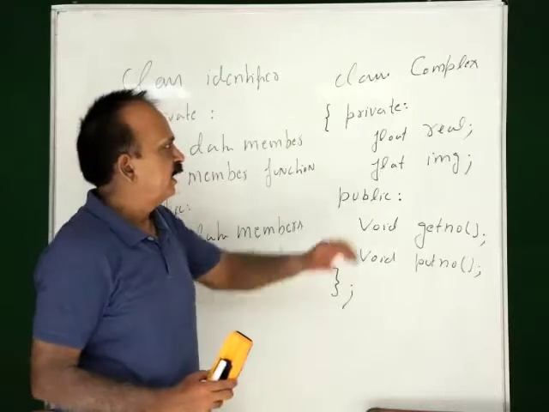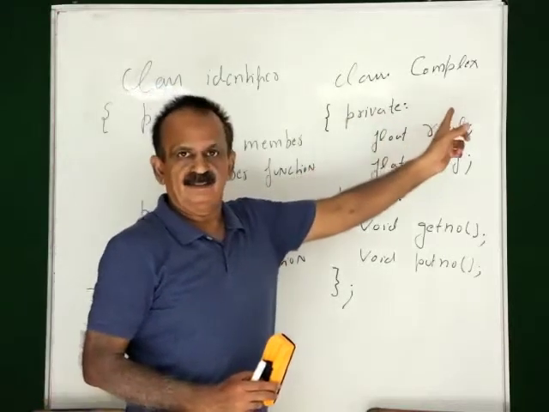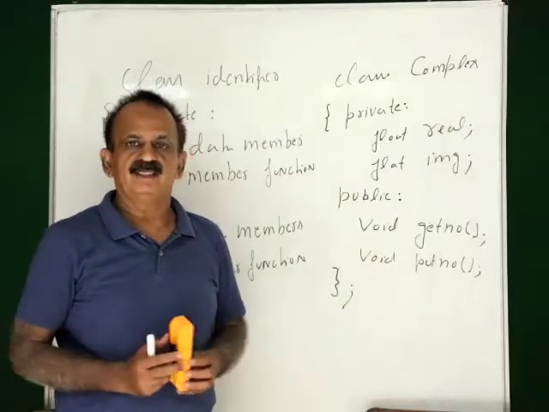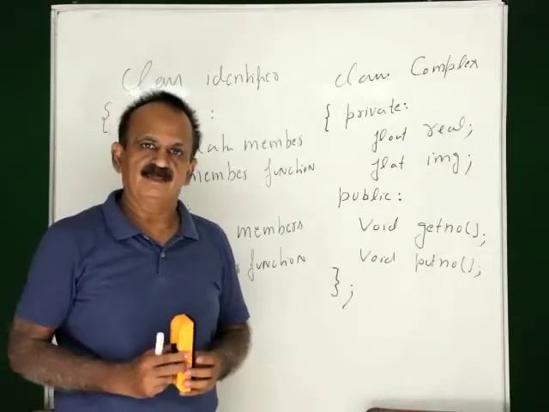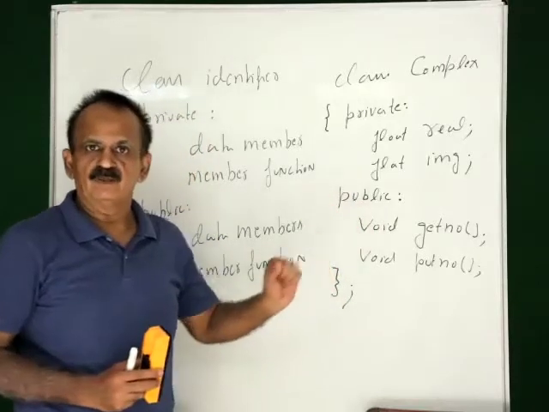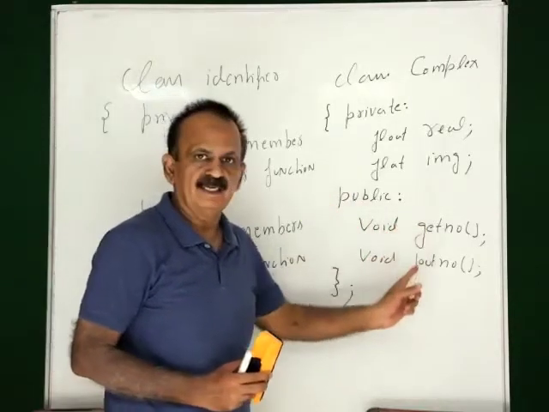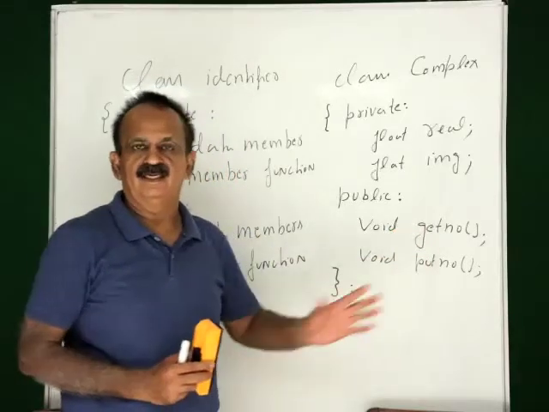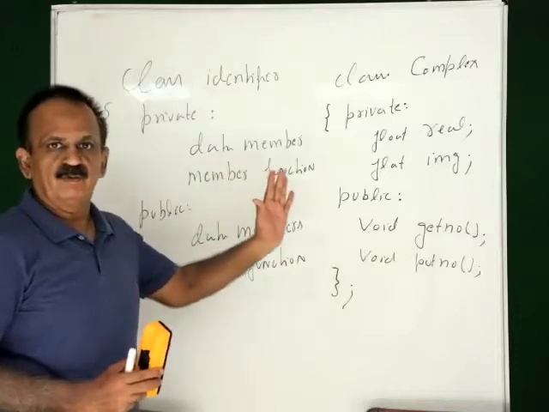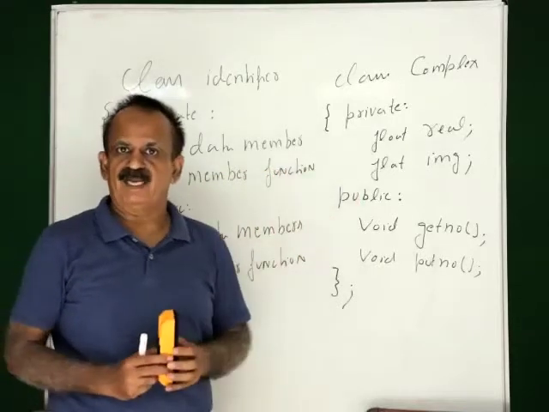As I said, if I remove this word private, say I am not declaring these as private, by default these two members are going to be private members. The word public we must mention to indicate that these are the public members of this class. So this is how we declare a particular class in a C++ program.